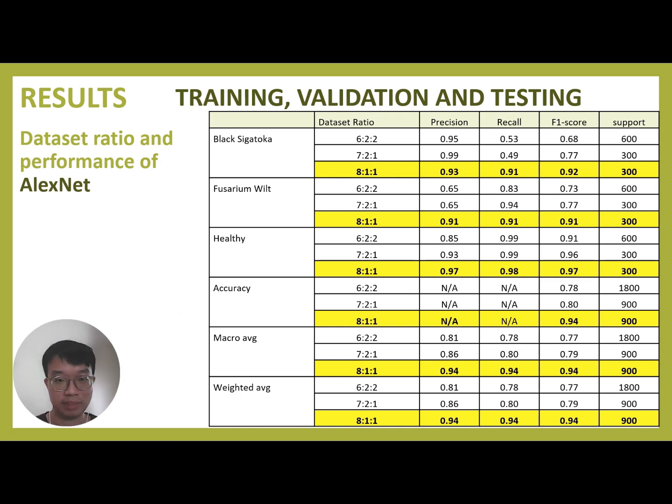After that, it's about the classification result of the LSNet model. In this table, it shows that the LSNet model trained with 811 dataset ratio has the best precision, recall, and F1 score, and it has an accuracy of 0.94.